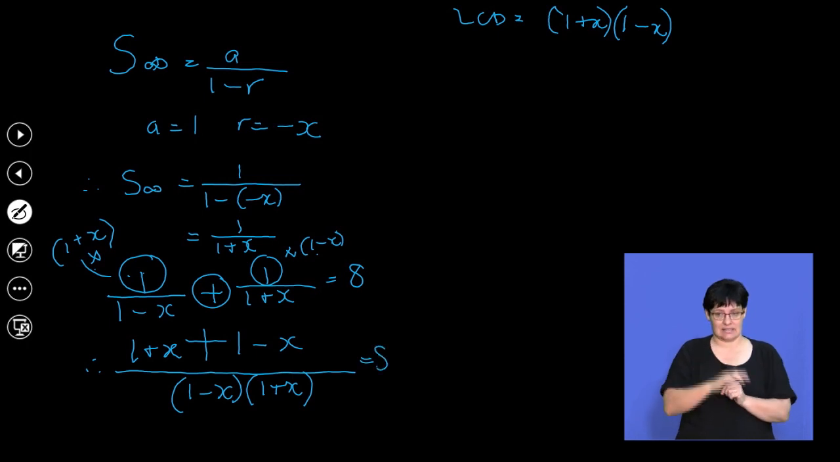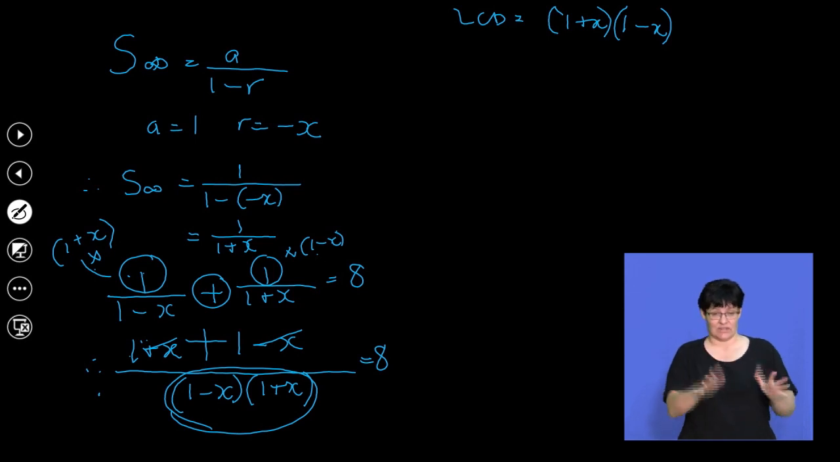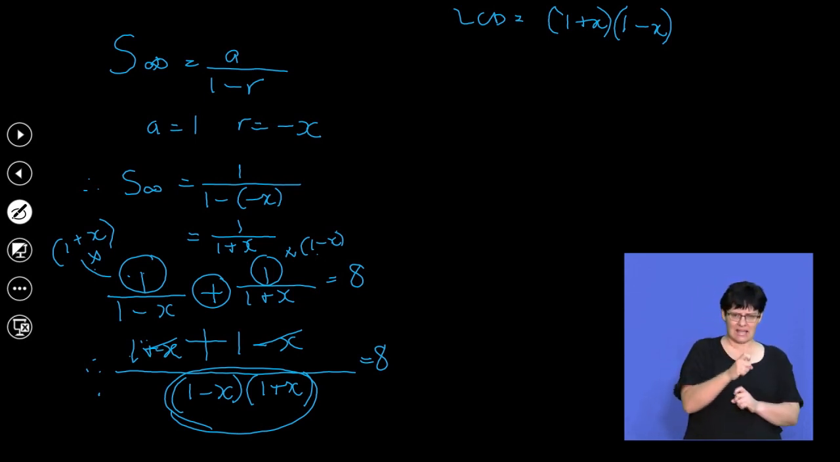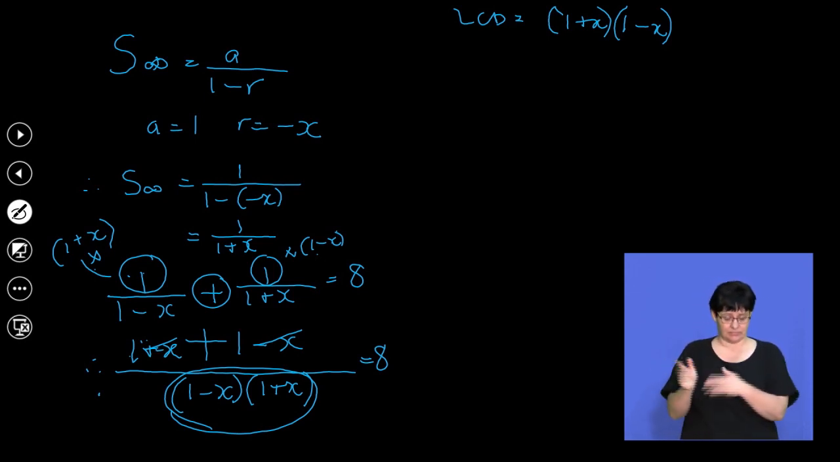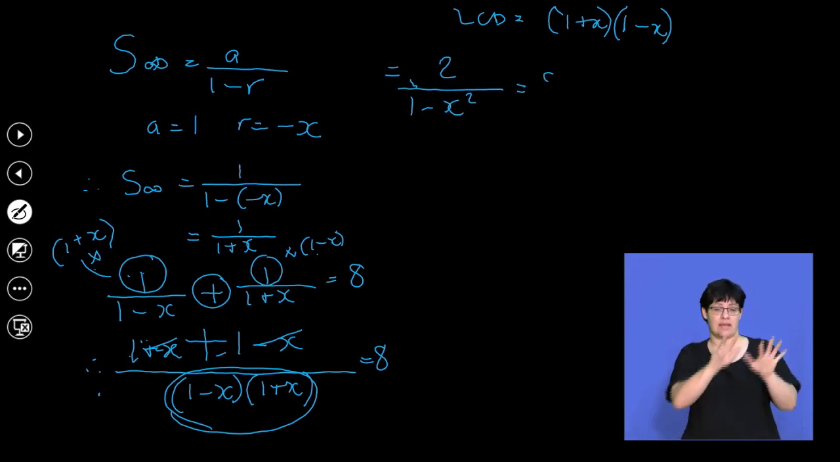Okay, so the x's have cancelled each other out, as we can see. Plus x minus x gives us no x's, so those have disappeared. So all we're left with in the numerator is the 1 plus the 1, which gives us the 2. And of course, we have the 1 minus x, 1 plus x in the denominator. And we can actually simplify that to 1 minus x squared if we multiply those out. And that is now equal to 8.